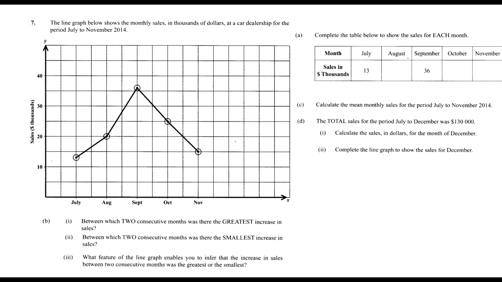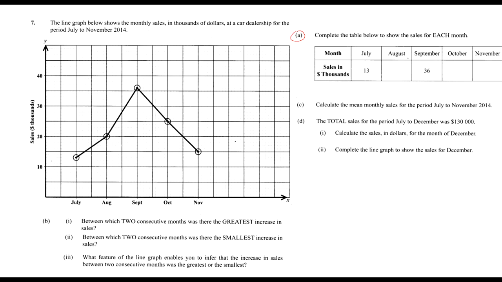Okay, so we have a line graph that shows the monthly sales in thousands of dollars at a car dealership for the period July to November 2014. Part A says complete the table to show the sales for each month. So they gave us a graph, and basically they want us to read off certain things from the graph.